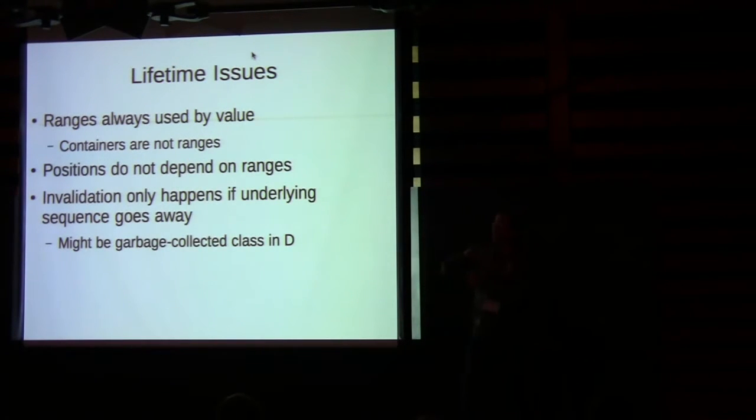So, ranges are only invalidated if the underlying sequence goes away. And if you're using the Phobos std range, that underlying container is probably garbage collected, so it's not going away. Pretty cool.